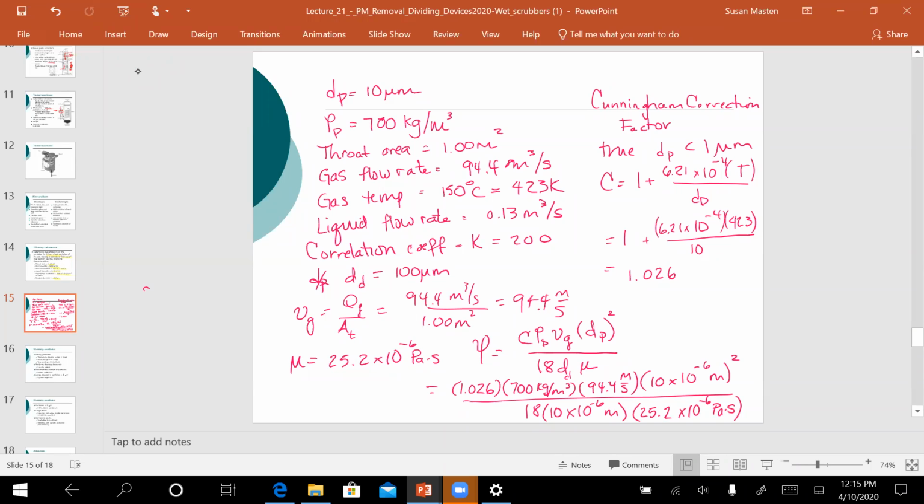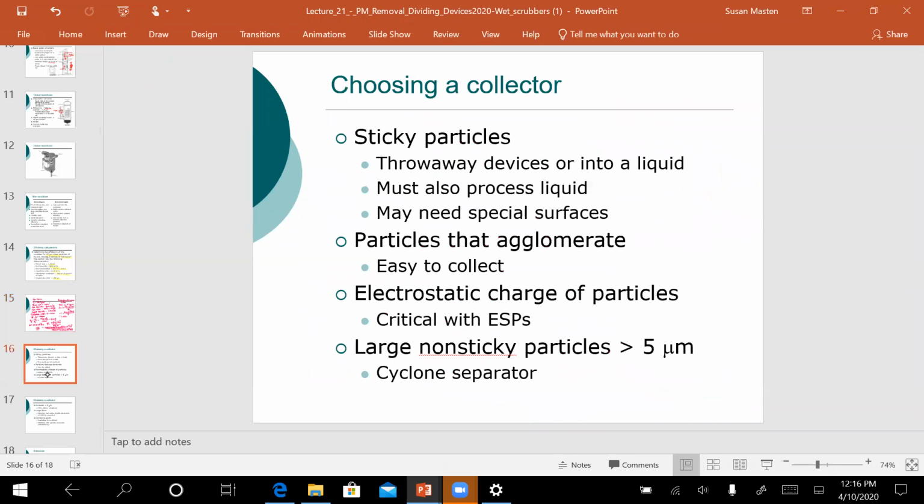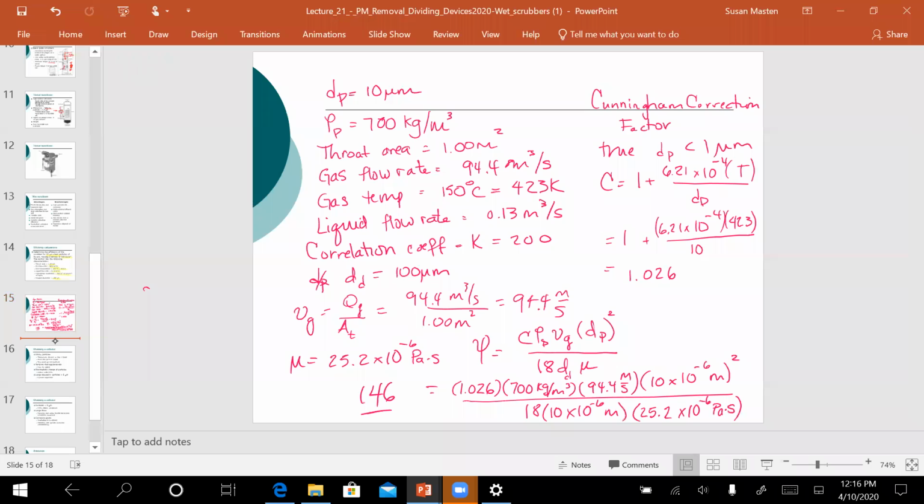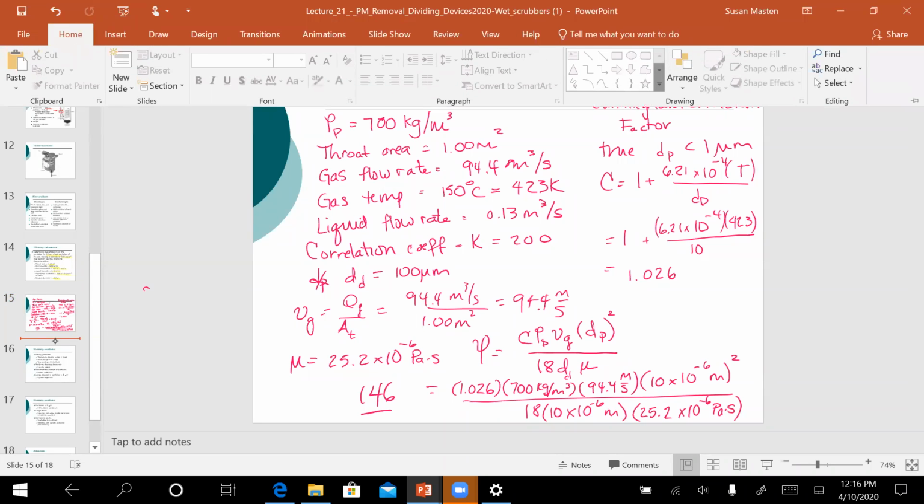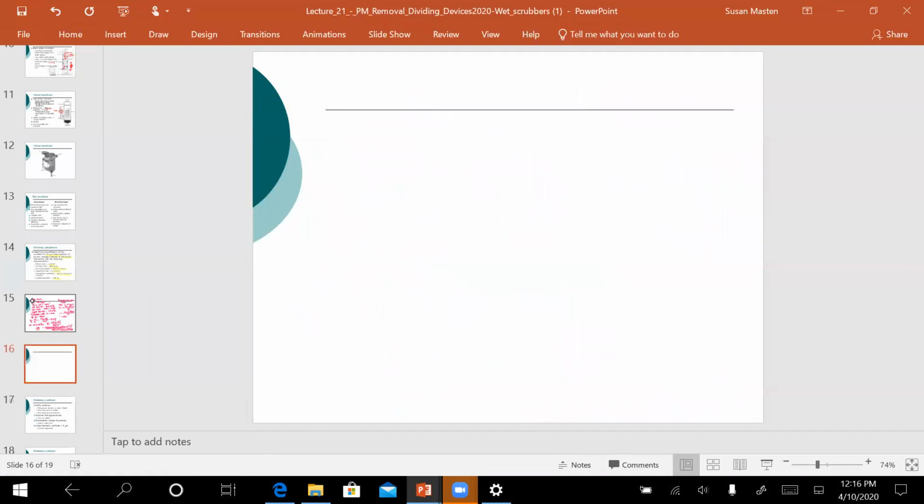And that is equal to 146. So that's the inertial impact factor. Let's add another slide in here so we've got some space to finish this.